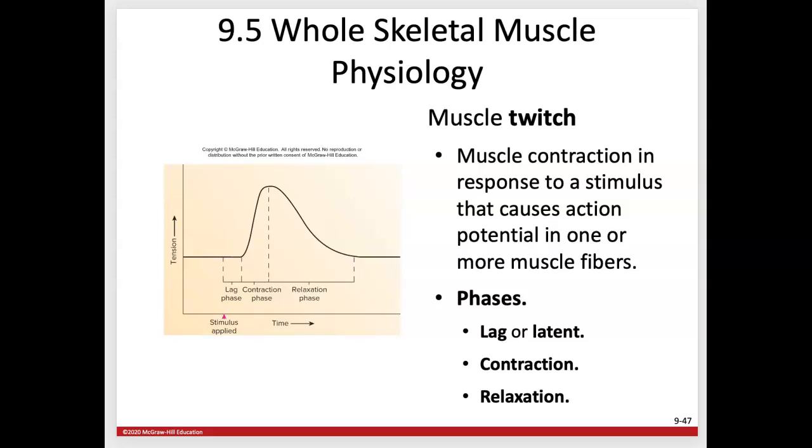Chapter 9, Part 9. So now we're just going to talk a little bit about skeletal muscle physiology as far as the whole muscle. So a muscle twitch is a muscle contraction in response to a stimulus that causes an action potential in one or more muscle fibers. There's a couple different phases. There's the lag or latent phase, contraction, and relaxation.